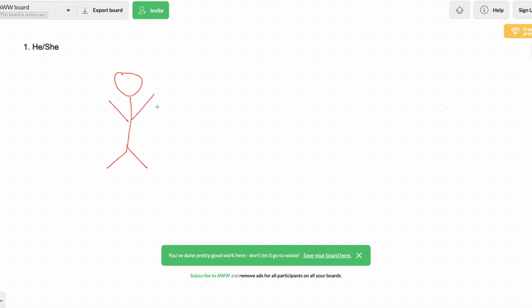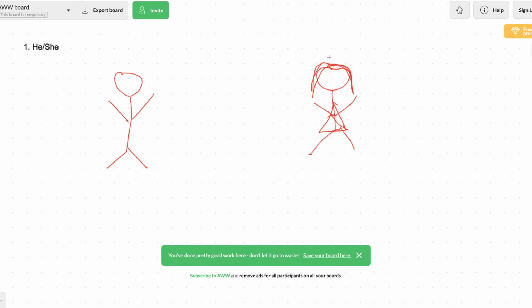Okay, this is my boy, and this is my girl. Okay, she can have a little dress and maybe some hair. Not very feminist for 2020, but here we are. So what I would tell my student is, where does he go? And this is pretty easy, right? Most students would automatically be like, obviously he is for boys, so I'm gonna put it with the boy.